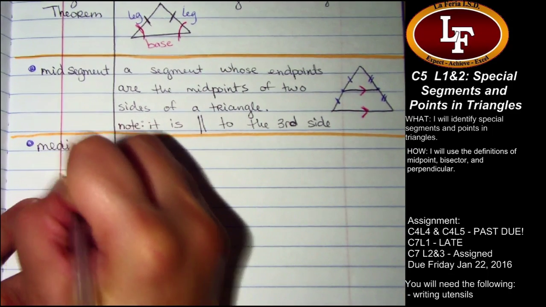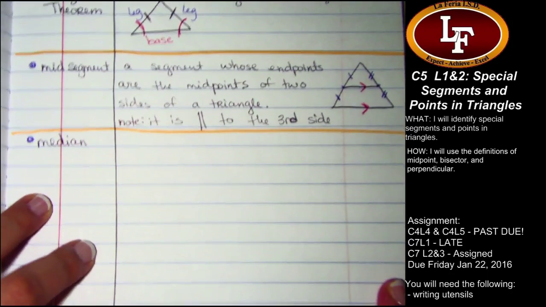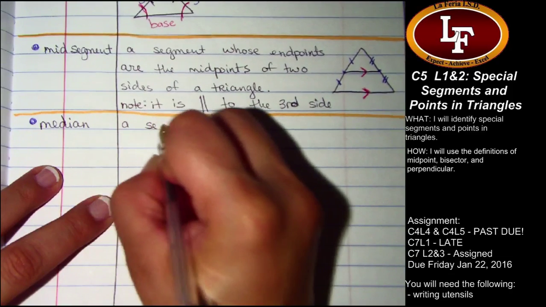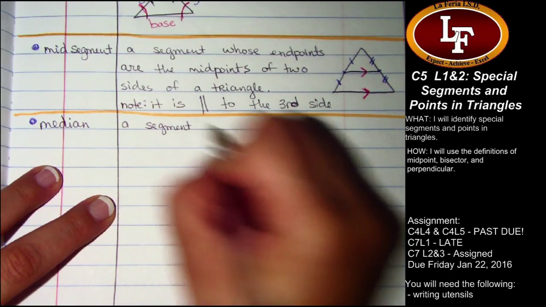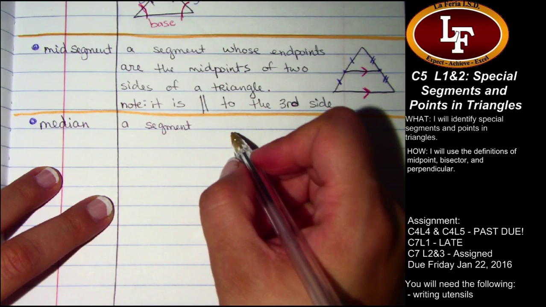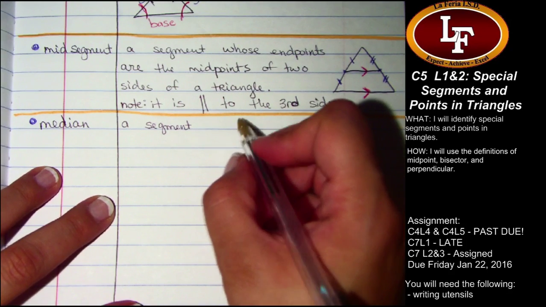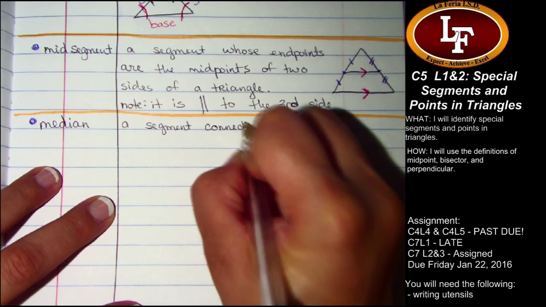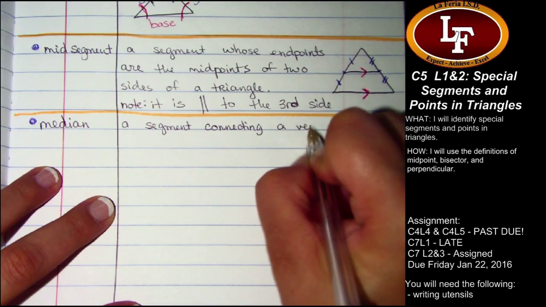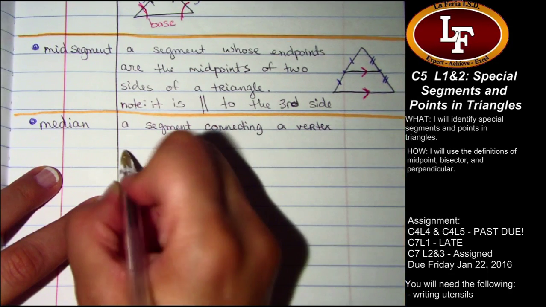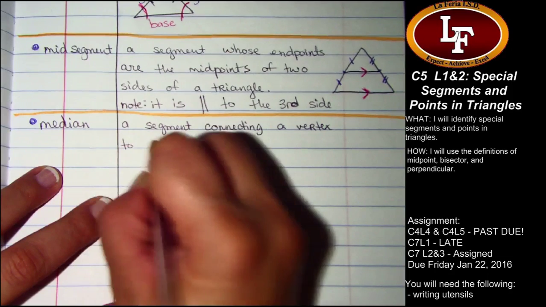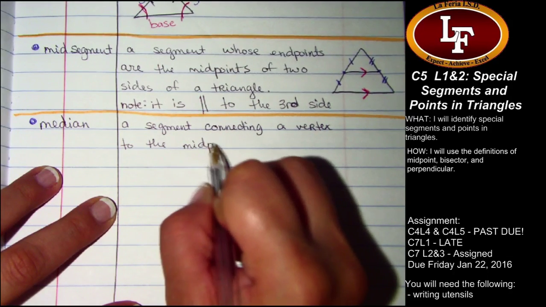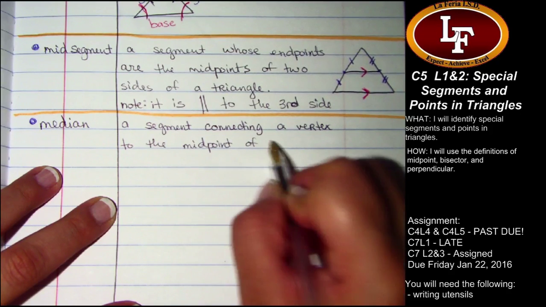The next word is the median. Median sounds a lot like algebra, where you're trying to find the mean, median, and mode. Yeah. So the median was that kind of halfway point. In geometry, it is going to be the segment connecting a vertex. Remember, a vertex is a corner. A vertex to the midpoint of the opposite side.